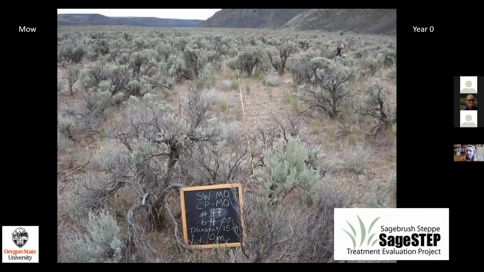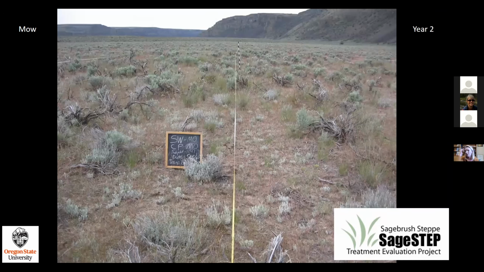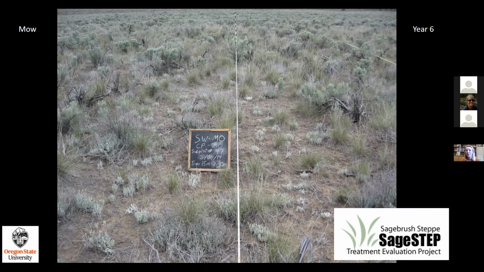Here we'll look at the mow treatment. This is year 0 prior to treatment. 1 year post-treatment, you can see that some of those shrubs are chopped off and are not going to make it, but there's still a shrub canopy there. Our goal was to get about half of the shrubs thinned out with that treatment. In year 2, we're starting to see a nice herbaceous response. Again, depending on what site we were at, it may have been dominated by native perennial bunch grasses. In some of the plots, we did get a lot of cheatgrass. By year 6, those perennial bunch grasses are responding nicely.